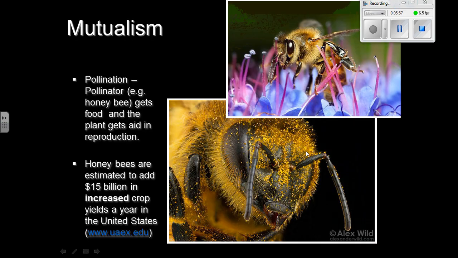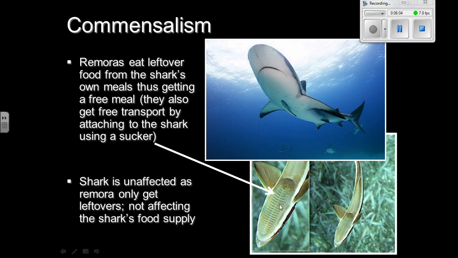Here's our example of mutualism with the bee. Again, $15 billion in crop production. Here's our example of the fish at the bottom you see there. It feeds off the leftovers of shark meals. Doesn't affect the shark at all.